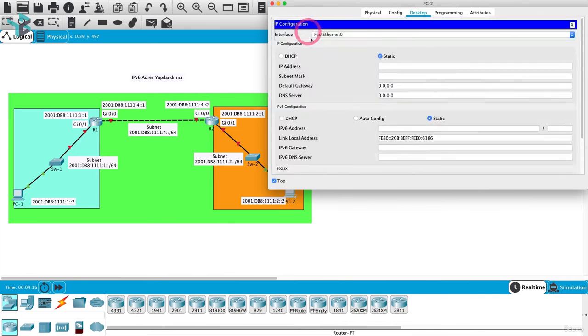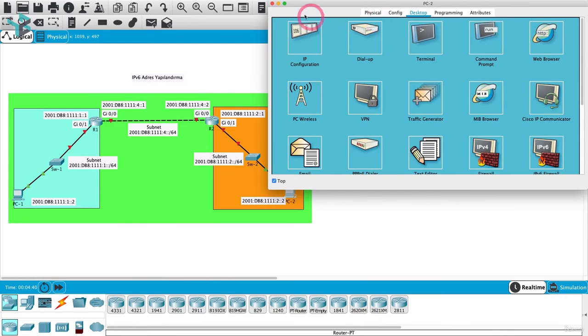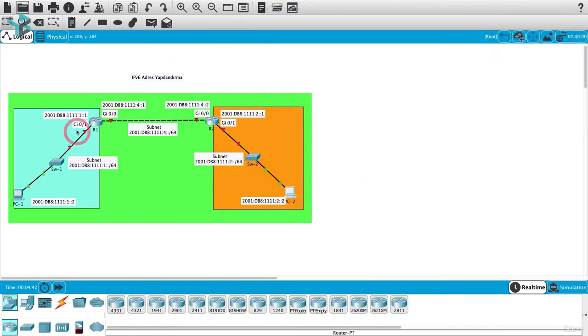Let's go into IP configuration from the desktop and paste the IP I just copied, and edit it here. Its subnet is 2. I make its IP 2 as well. I set the prefix to 64. Let's paste it into the gateway and make it 1. Our subnet is also 2. The IP configuration of our computer here is also okay. Now let's go to router 1 and configure its IP.